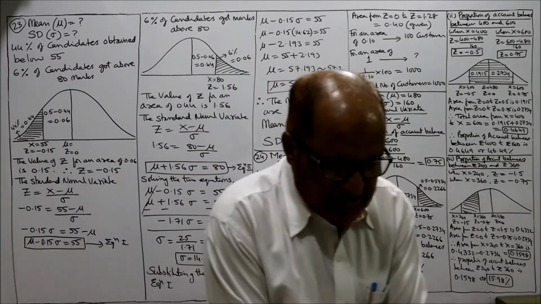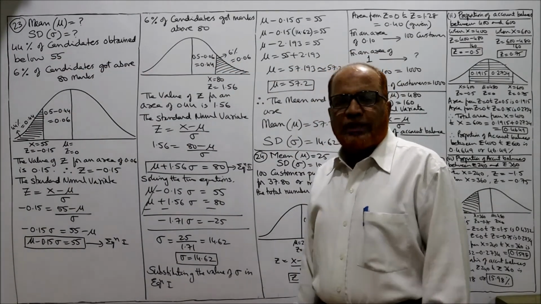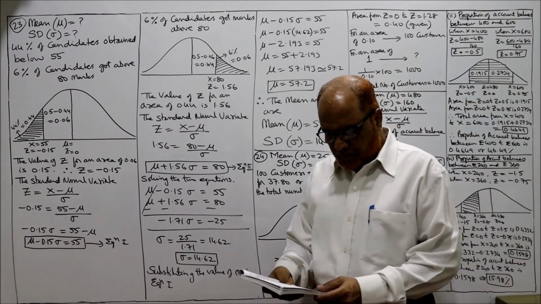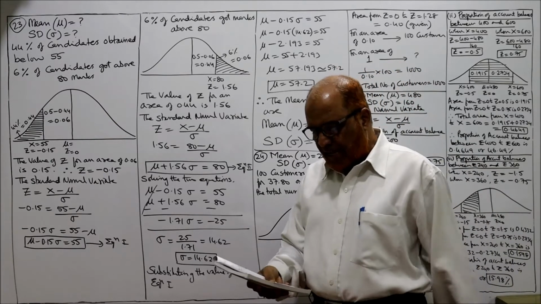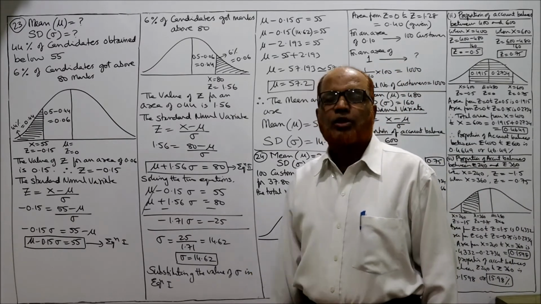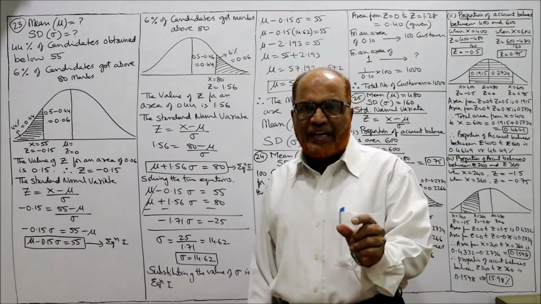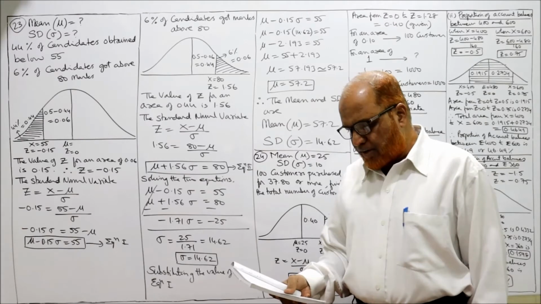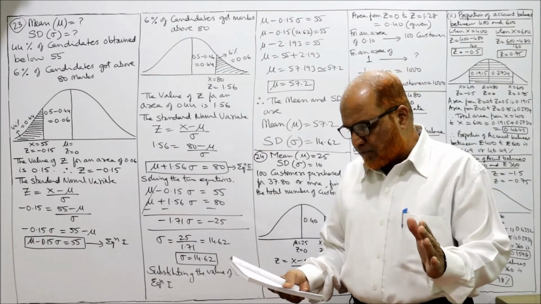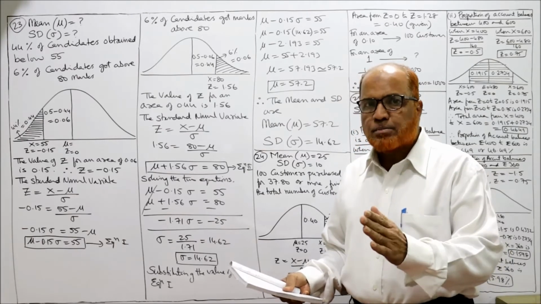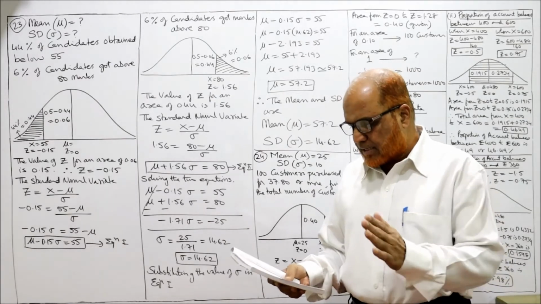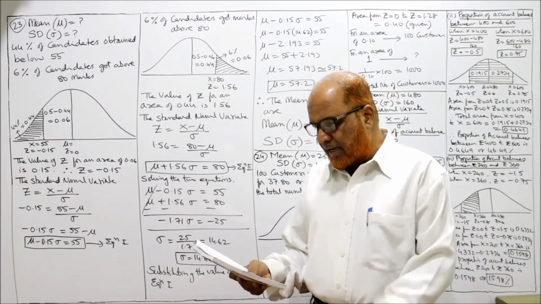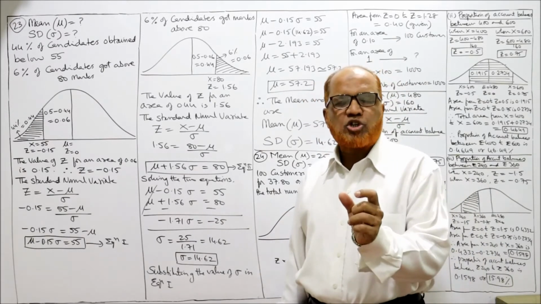Come on students, now we'll start the next problem, that is problem number 23. Find the mean and standard deviation of a normal distribution. Again we have to calculate the mean and standard deviation of marks in an examination where 44% of candidates obtained marks below 55 and 6% got above 80 marks. So some information is given.